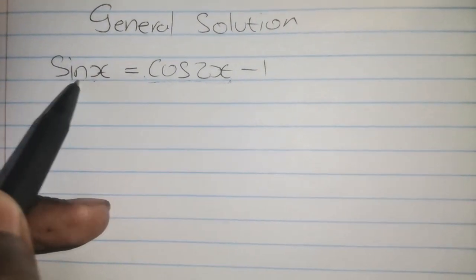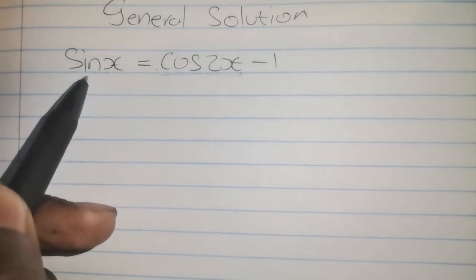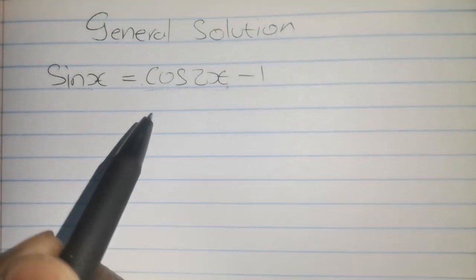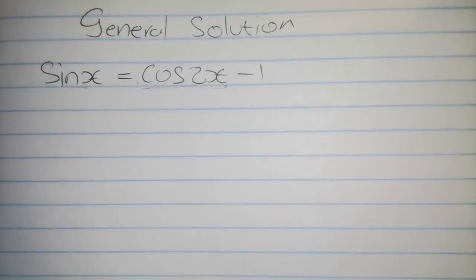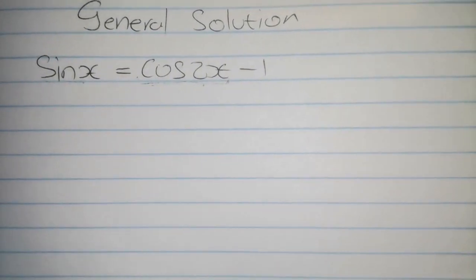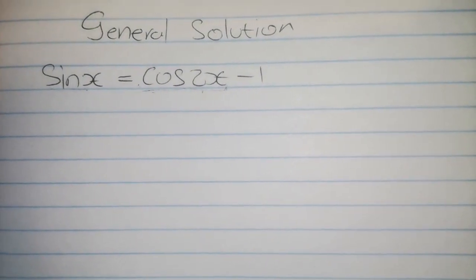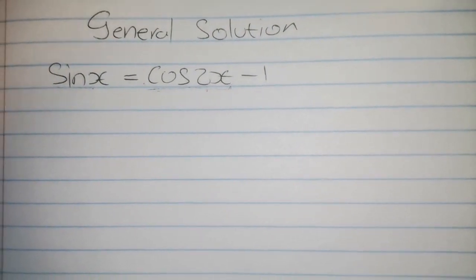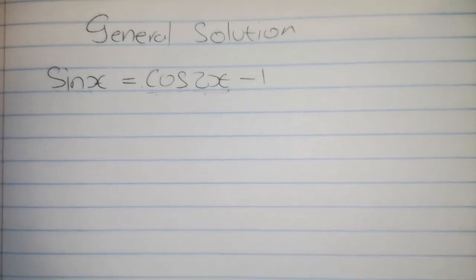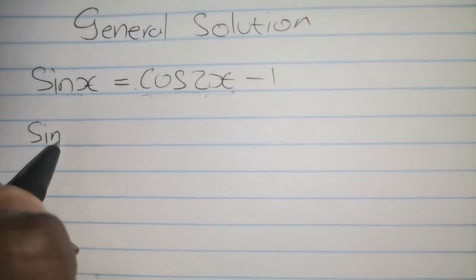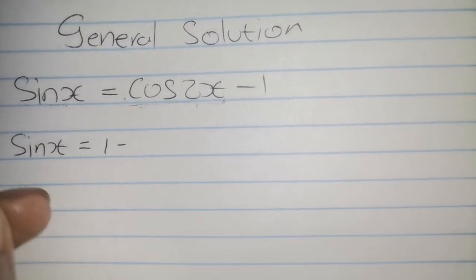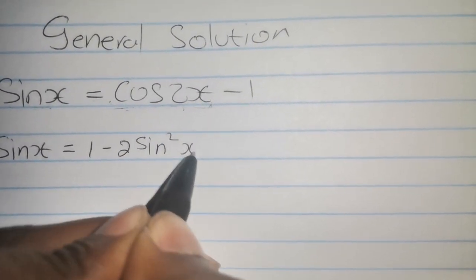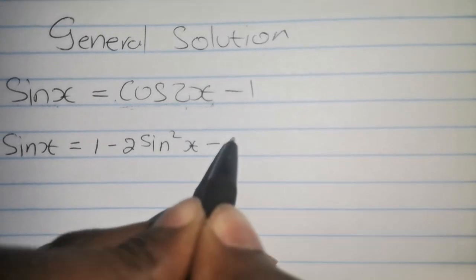Obviously, we have sine x here. At least try to use the one with sine. Here we have three double angle forms for cos 2x: cos squared x minus sine squared x, and 1 minus 2 sine squared x, and 2 cos squared x minus 1. So the relevant one is 1 minus 2 sine squared x. So sine x equals 1 minus 2 sine squared x, and minus 1.